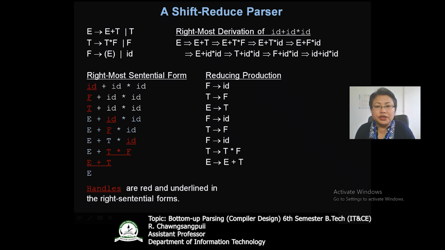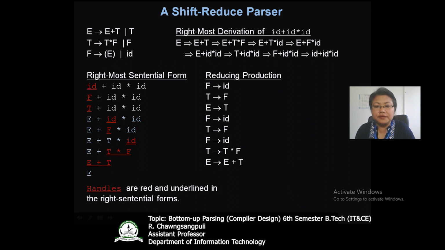Now a shift-reduce parser is going to function in a way that we get the rightmost derivation in reverse order. The grammar which we are going to use is: E can have the form E plus T, or E can have the form T. The third production rule is T can have the form T into F, or T can have the form F. And the fifth production rule is F can have the form E within parentheses, or F can have the form ID. Now the rightmost derivation of ID plus ID into ID is going to be like this.